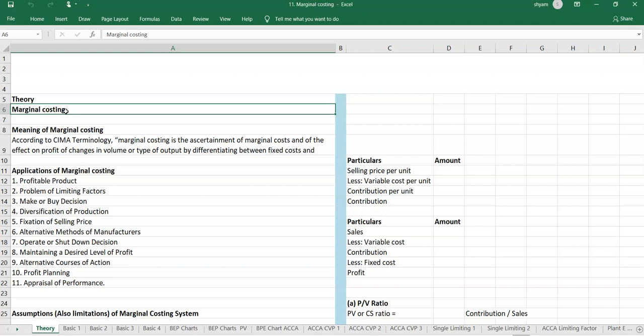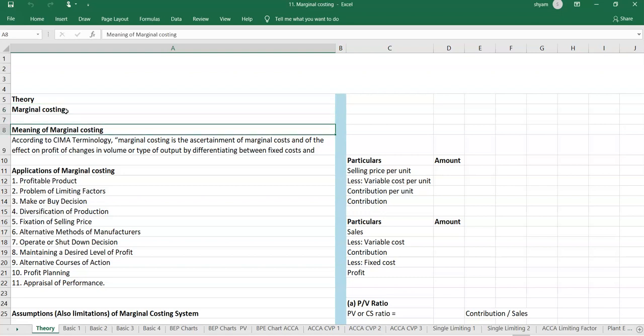This is one of the most important chapters, which you can apply even in your real life. You can apply it in decision making, and you can make better decisions. You can decide upon a lot of things with marginal costing. So we'll start with the concept of marginal costing.